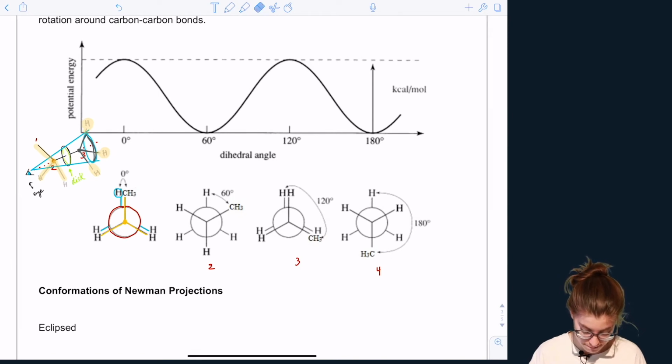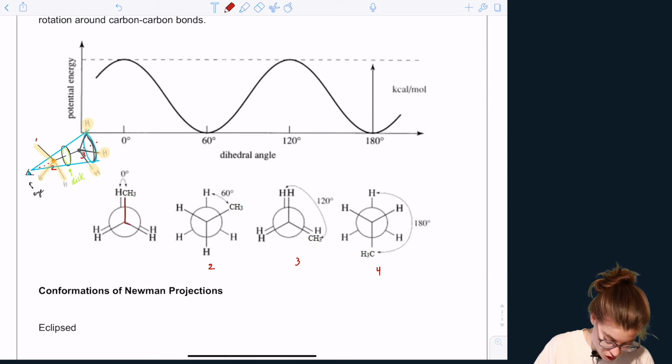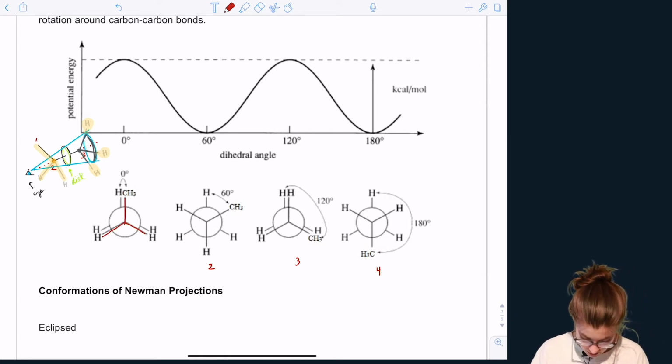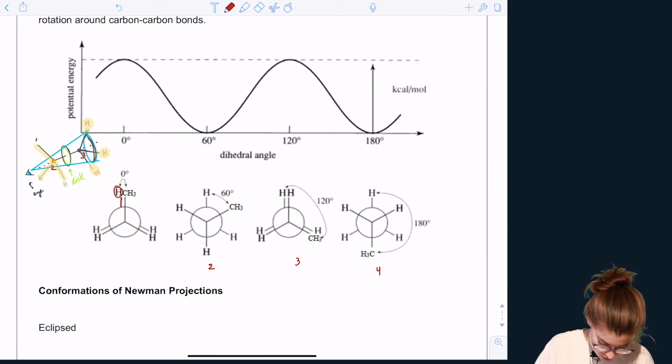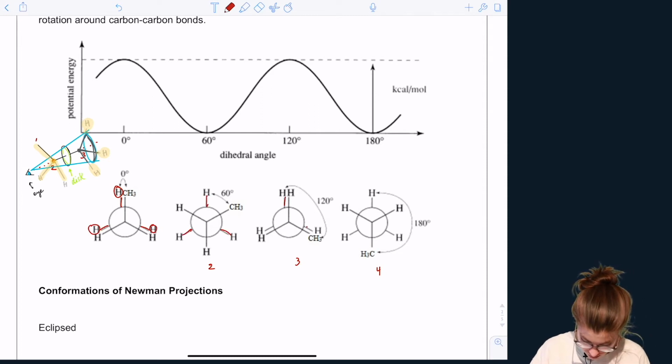All right, so what's the difference between these molecules? Well, I want you to notice that the front carbon actually stays the same. Oh, never mind, I lied. The back carbon stays the same. So you can see here, the back hydrogens are always at these positions. They do not move, okay?